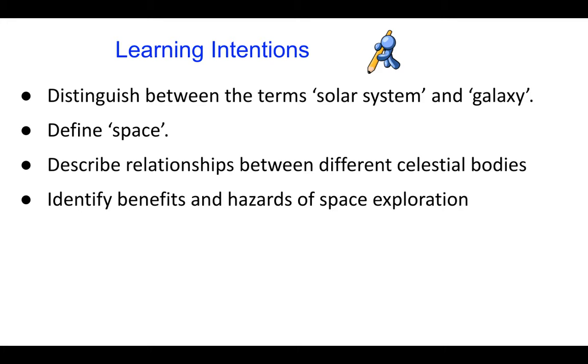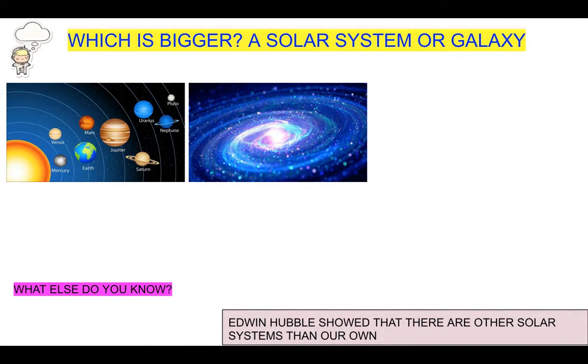Anyway, what you should finally be able to mention here in terms of the solar system and the galaxy and space, you should be able to define all of those and really explain the benefits and hazards of space exploration. Often these words get all confused. We have the universe, we have the solar system, we have the galaxy, but which one is which?